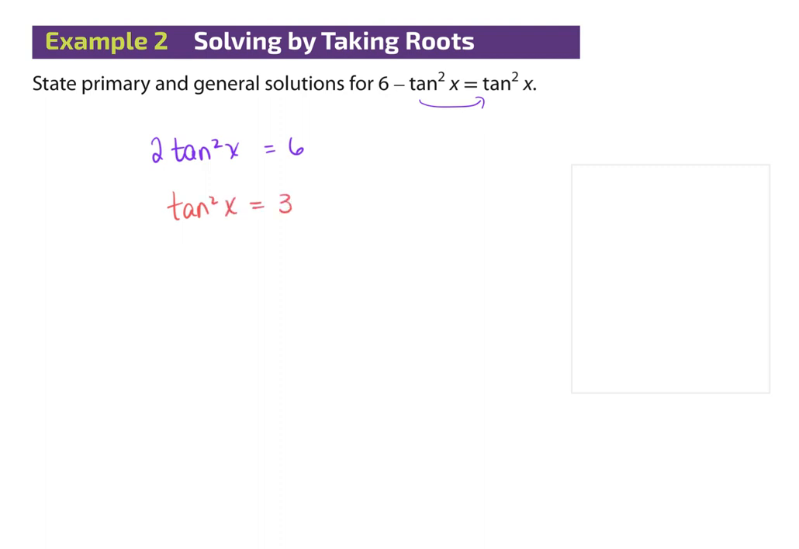How do I solve when I have a square? Well, I take the square root, which is exactly what we're going to do here, the square root of this and the square root of this. But remember, when I take the square root with a variable involved, I have to consider the positive and negative root. Okay? Tangent, square root of 3.